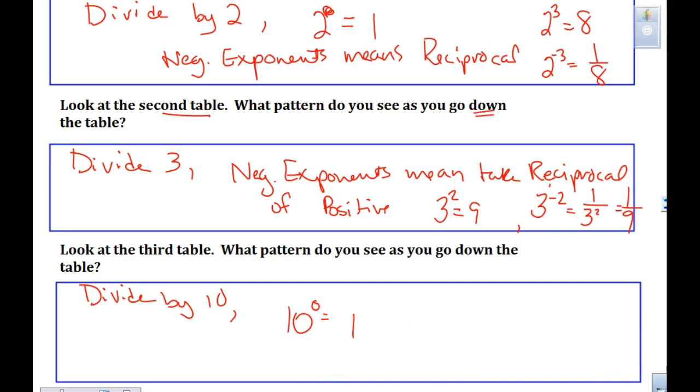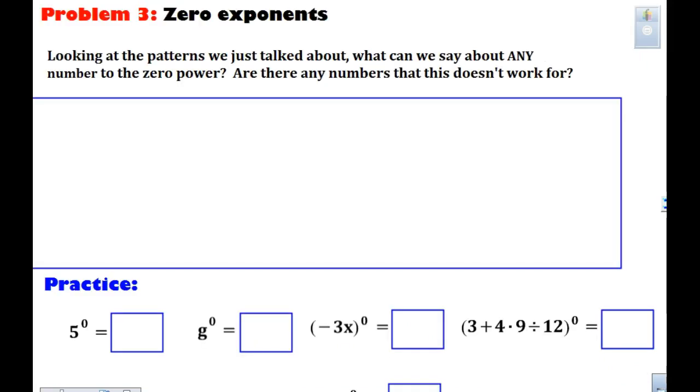So we want to keep looking at those patterns as we continue. So it says, we look at the patterns that we've talked about. What can we say about any number to the 0 power? If I have any number, doesn't matter what it is, or I have variables, any number, please write down, to the 0 power will equal 1.